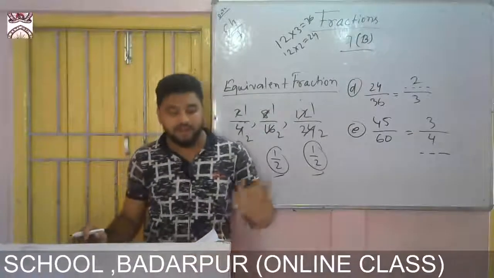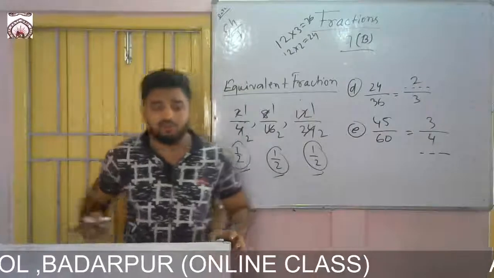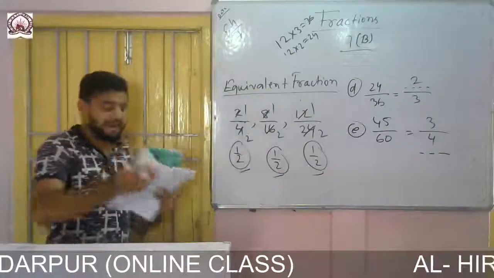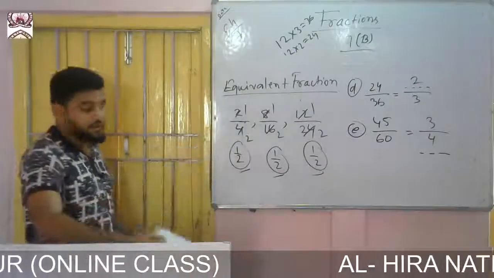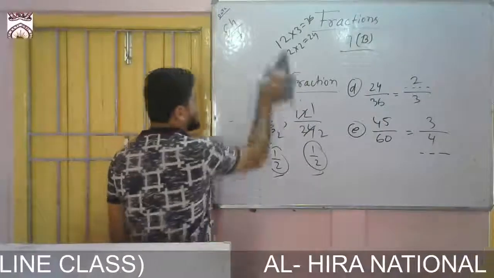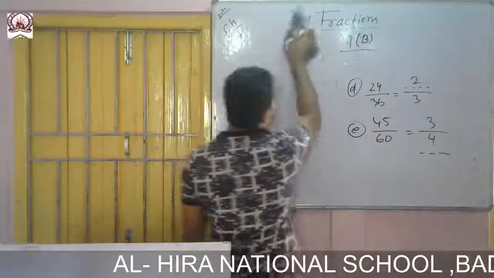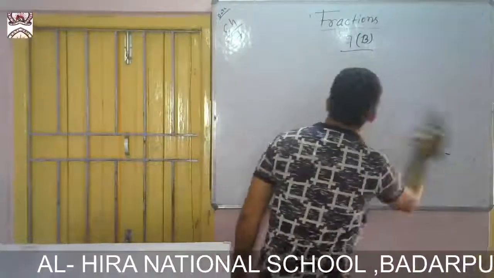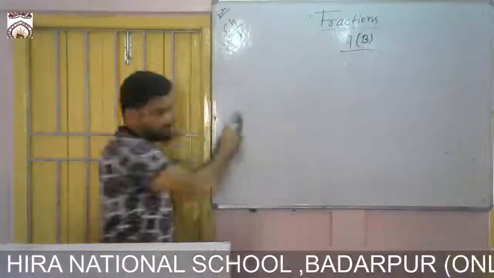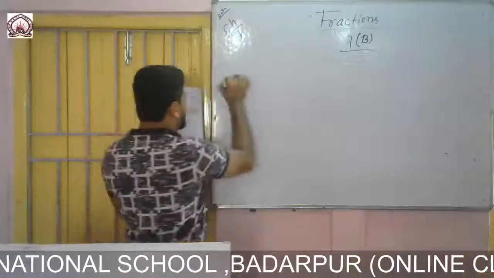Now in question 2 it is given 2 by 5. So I need to write two equivalent fractions of 2 by 5 by multiplication. So here you see question number 2. What is there?